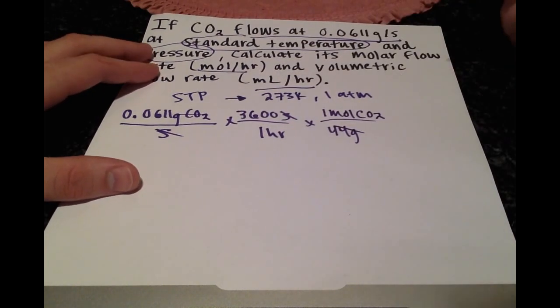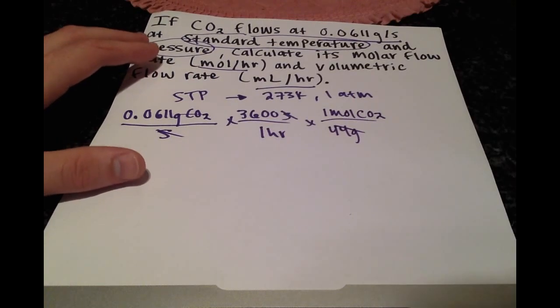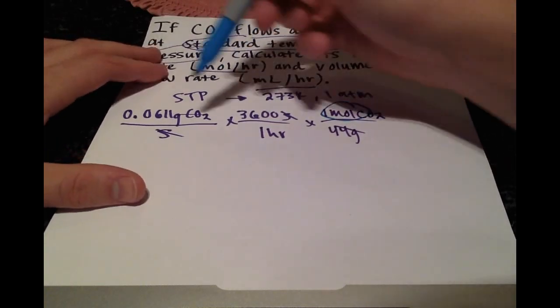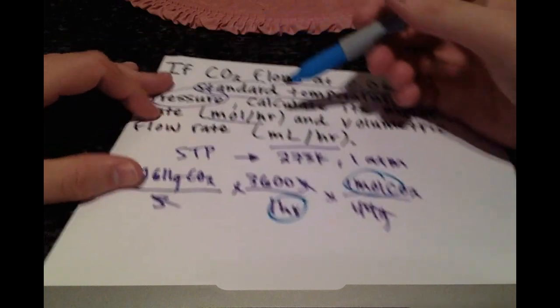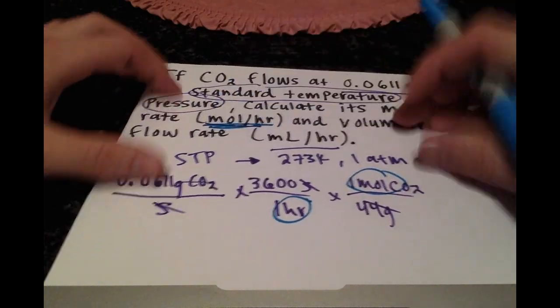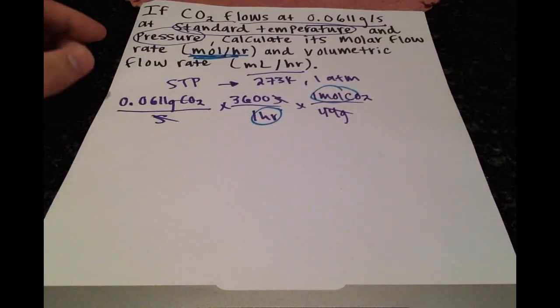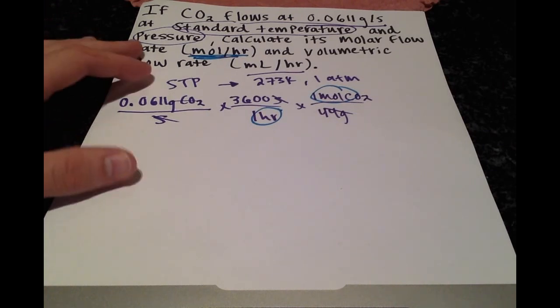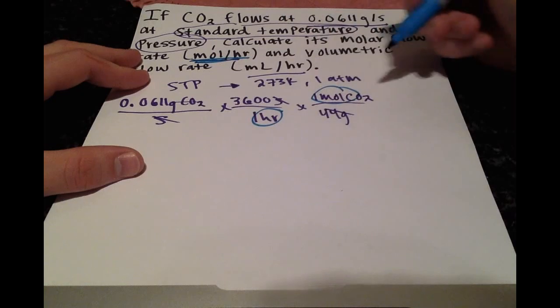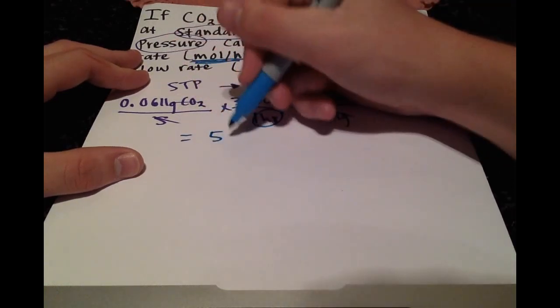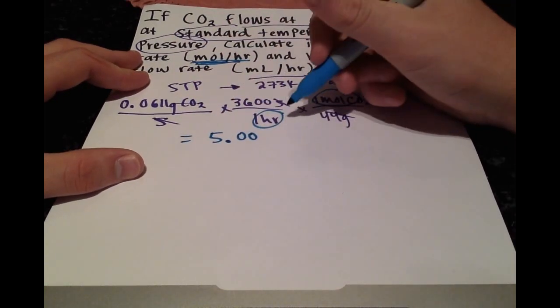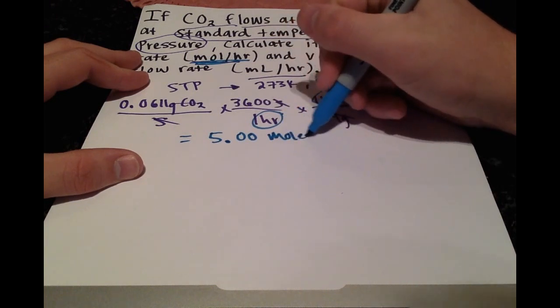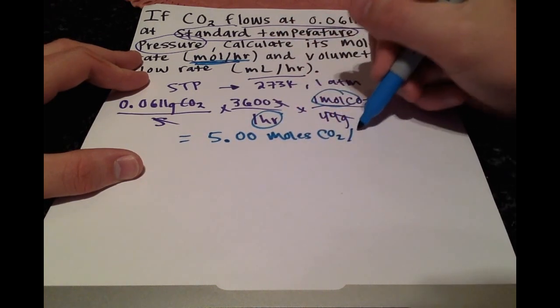Okay, and then we have our final units here. We have moles and hours, which they said in the problem is what we wanted. So if we do the calculations at this point, we'll get the right answer, and rounding that to 3 significant figures, 5.00 moles of CO2 per hour.